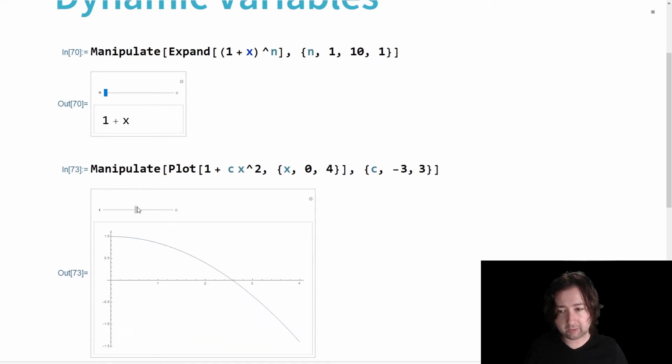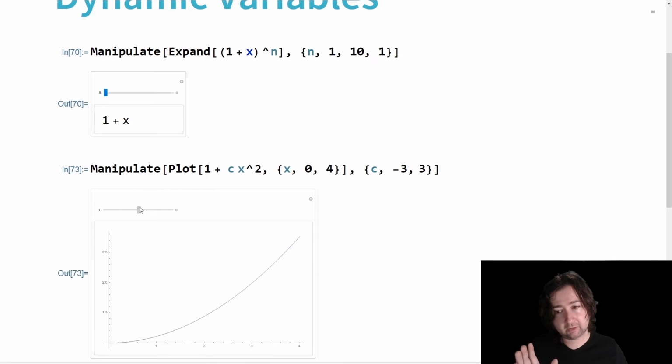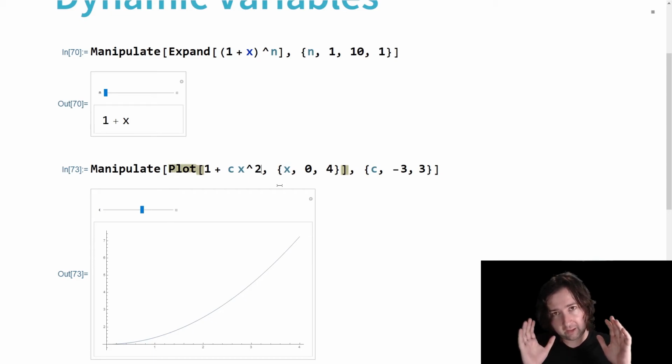And at some point, what happens is the parabola flips because you've gone from the negative value of c, where the parabola opens down, to a positive value of c, where the parabola opens up. This is actually more interesting if you involve higher level functions, but the basic idea here is that I've put a slider in this thing that lets me control the coefficient of the x squared term.